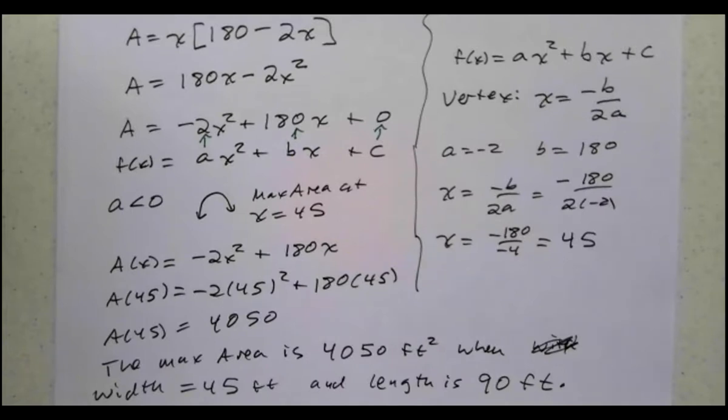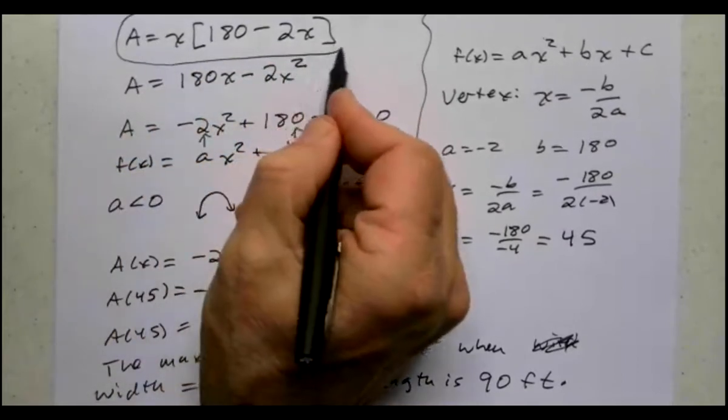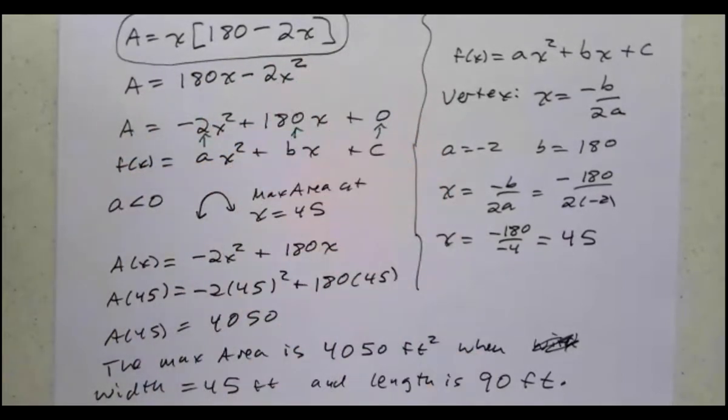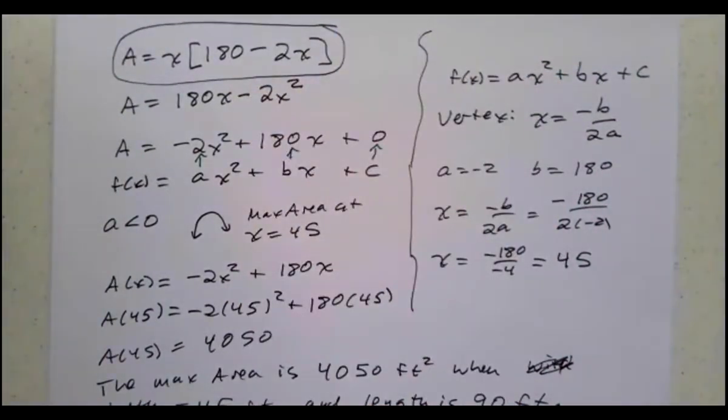Let's take a look at the graph and see if indeed that's the case. So this is the function we're trying to optimize. And we believe that when x is 45, the y value is the maximum area. So understand when we're looking at our graph, x and y is not width and length. X and y is width and area. Make sure you keep track of your variables.